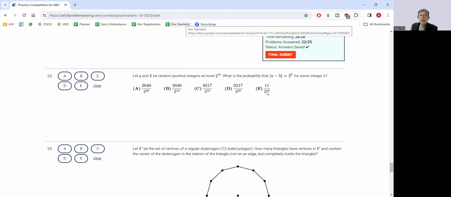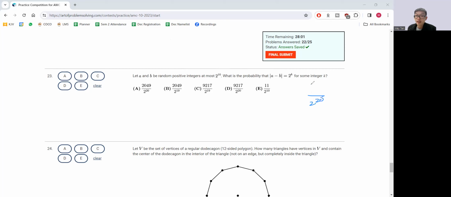Question 23. Random positive integers at most 2 to the 10. What's the probability that A minus B is some power of 2? This does not seem very hard. Clearly, the denominator is that there are 2 to the power of 20 choices. So we're just counting the number of pairs. For some integer k, the difference can be 1, 2, 2 squared, until 2 to the power of 9.